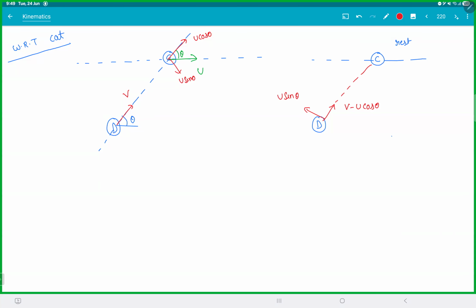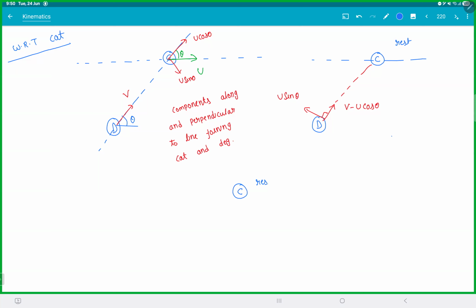So here you're writing the components along the line joining the cat and the dog. So these are the components along and perpendicular to the line joining cat and dog. So this is what the cat will think. Cat will think the dog has two components. One component is coming towards me and another component is u sine theta. So this is what the cat will see actually.